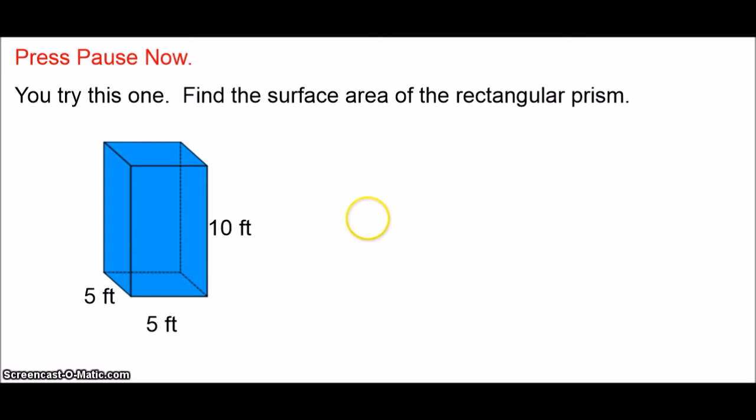Okay, hopefully you finished this on your own. I'm going to walk through finding the surface area of this rectangular prism so you can see if you did it correctly. Okay, let's start with the top and the bottom. So the top is 5 by 5. I got those dimensions the same as the bottom, 5 by 5. So we all know that 5 times 5 equals 25. We will double this and get 50 feet squared, 50 square feet.